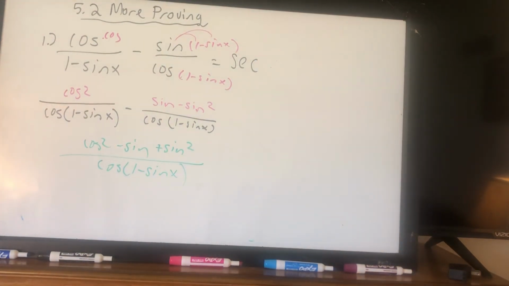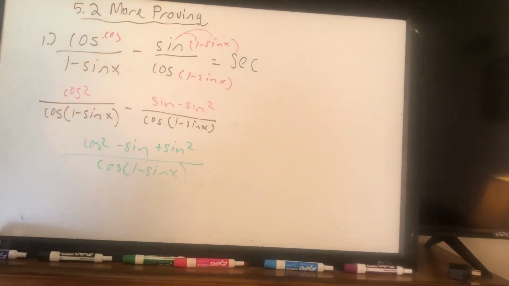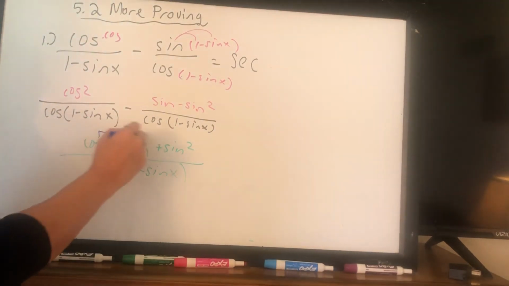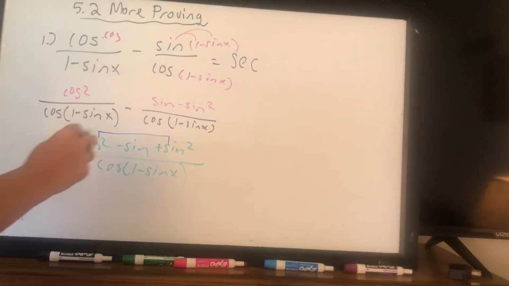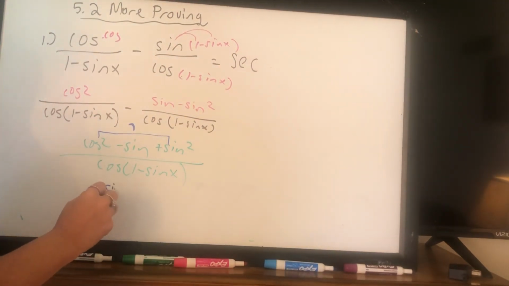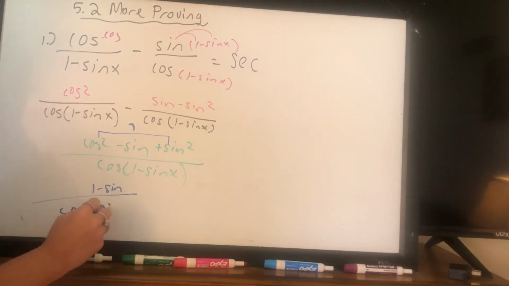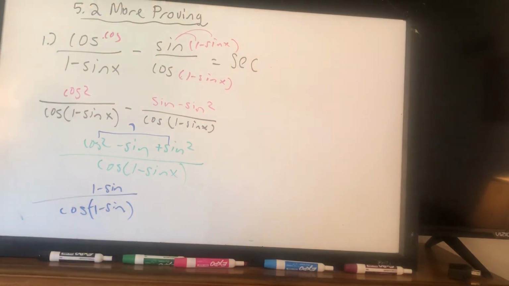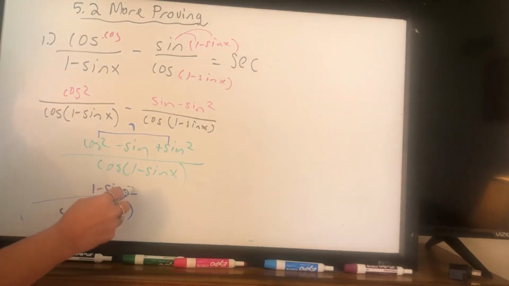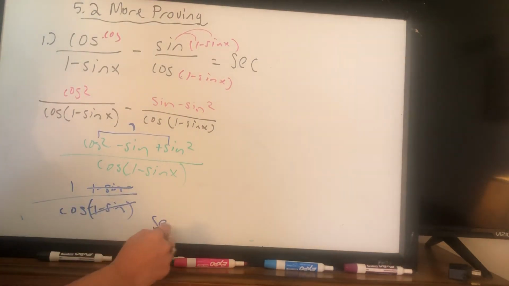Now, you guys, trig identity. Everybody see up top the cosine squared and the sine squared? Yep. And you get 1. So our top is 1 minus sine over cosine times 1 minus sine. Now you can cancel the 1 minus sines, and you're left with 1 over cosine. And what is 1 over cosine? Secant.